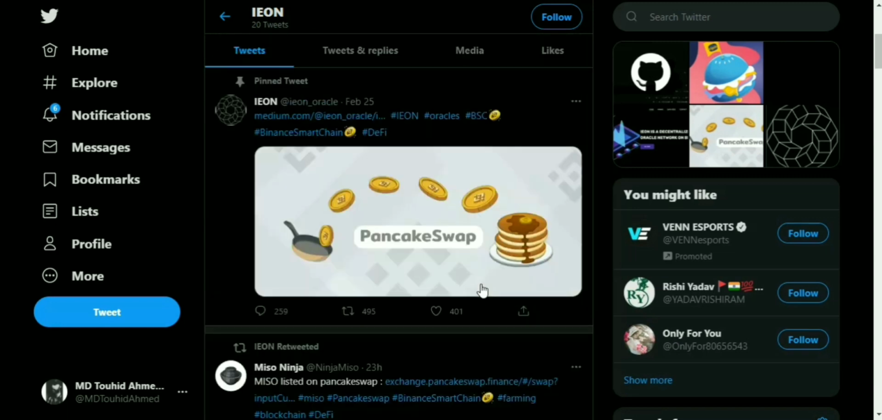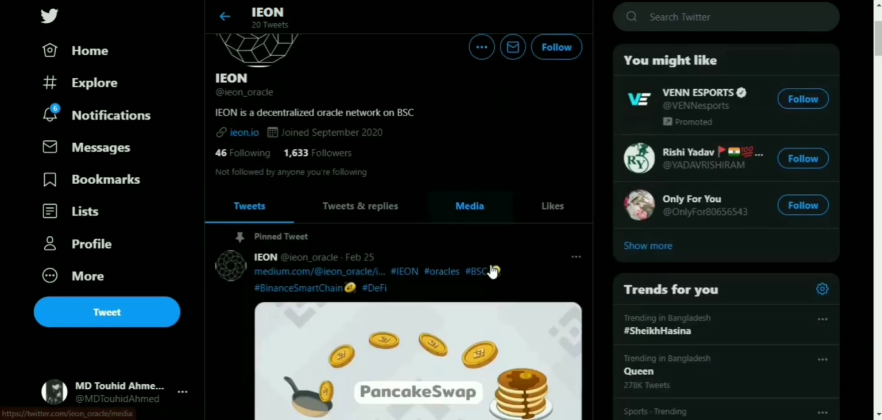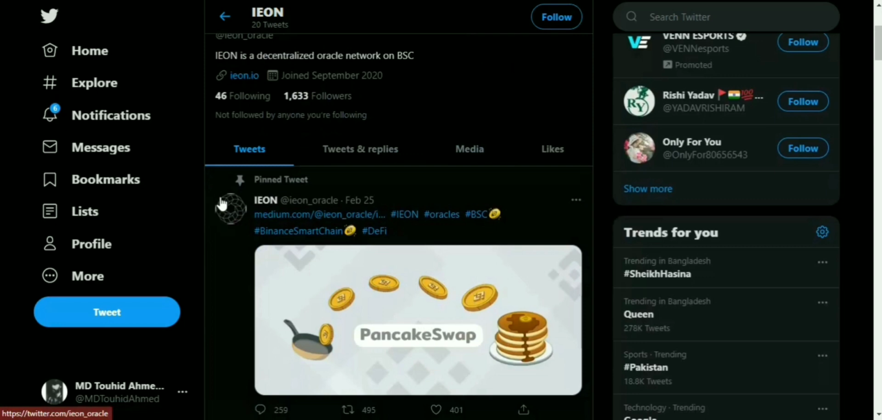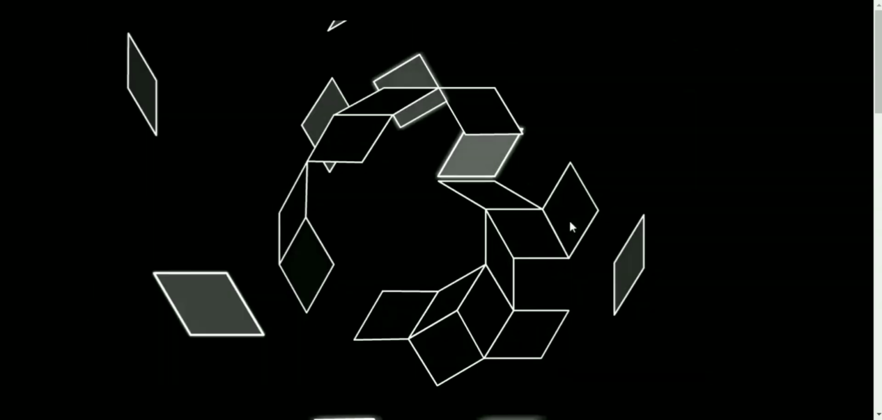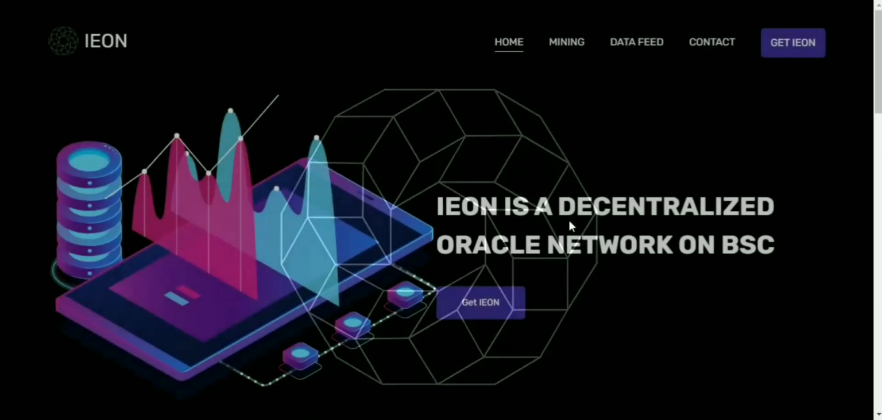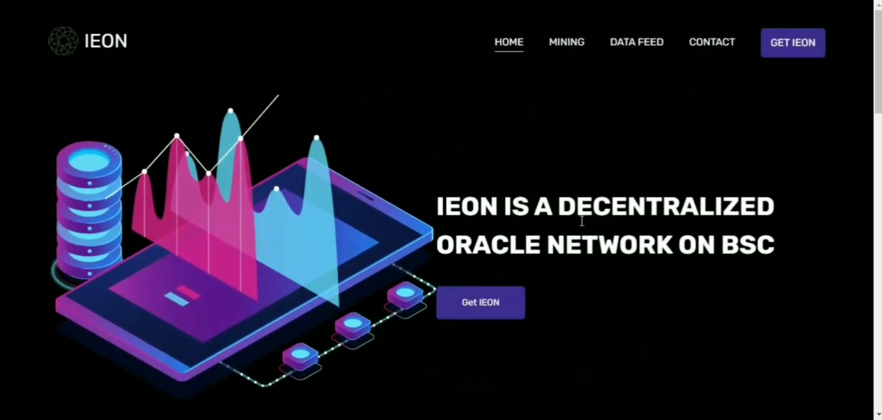Those are the main features of PancakeSwap, and IEON has partnered with them to enhance their technology and spread their token to the whole world.